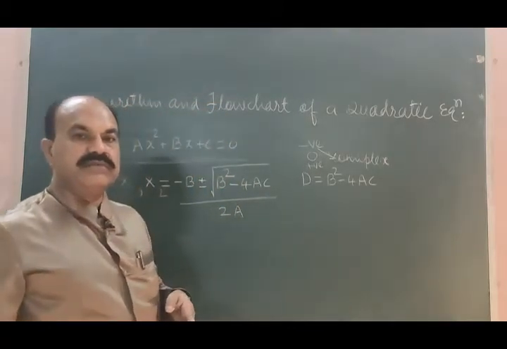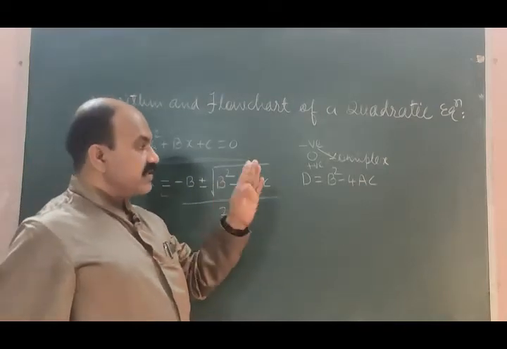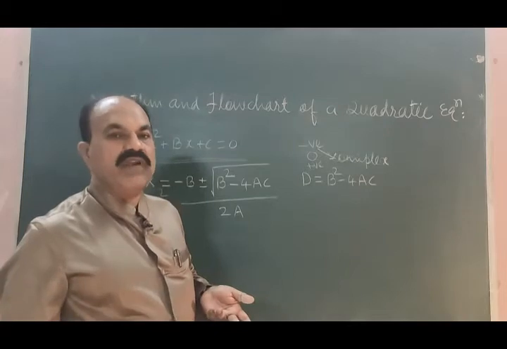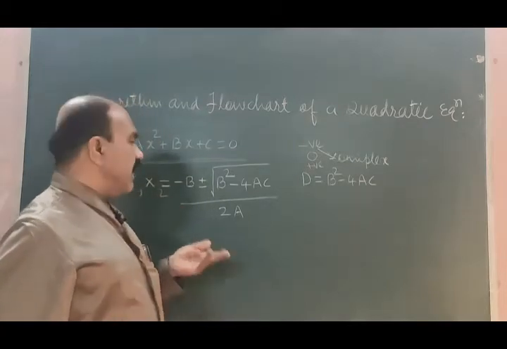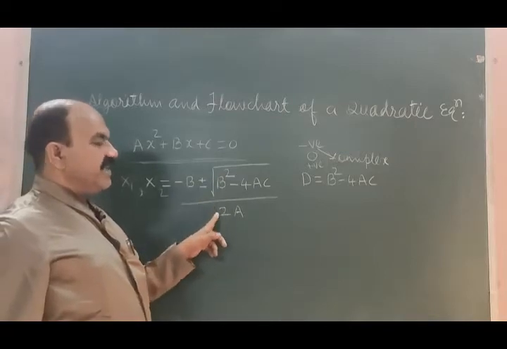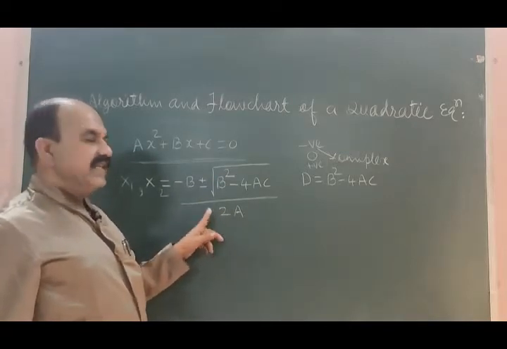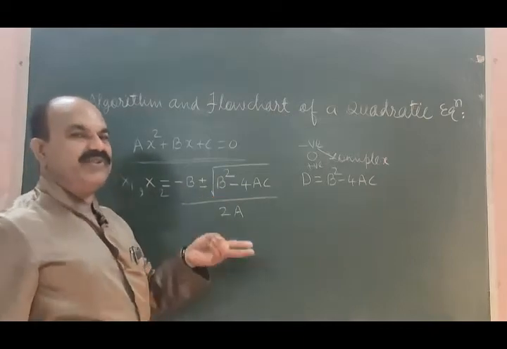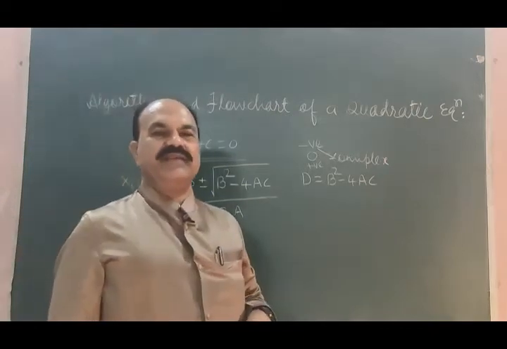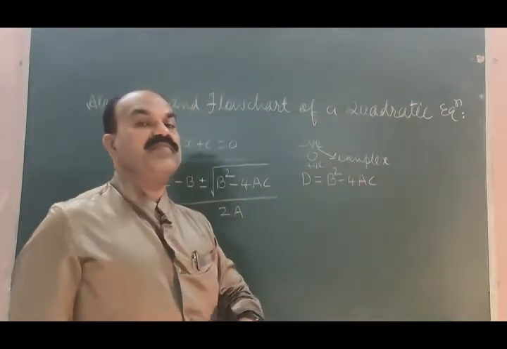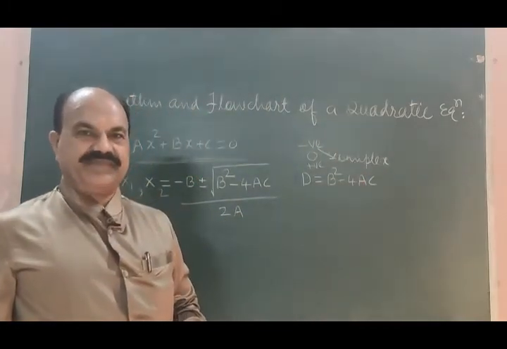And if this comes positive, then we have to find the square root of d. Some term will come. Then x1 will be equal to minus b plus that term divided by 2a, and x2 is equal to minus b minus that term divided by 2a. Again two roots will be there. So we have to think of all these possibilities.